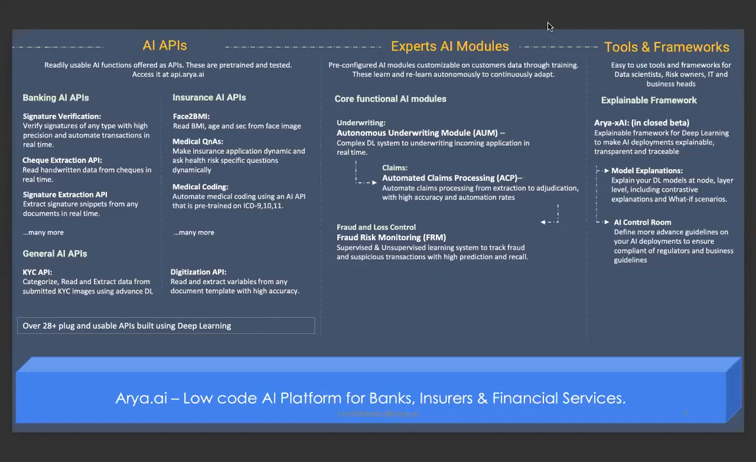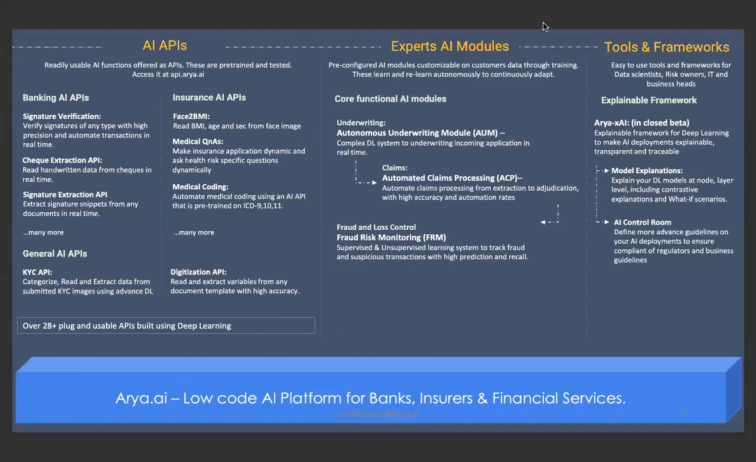These are the core functional AI modules, which learn and relearn autonomously and continuously adapt to the changes that are being made. For example, one such module that we offer within this is the autonomous underwriting module, which is a DL system to underwrite applications in real time. The same way, we have a fraud and risk monitoring platform, which tracks frauds and any suspicious transactions. Along with that, within the tools and frameworks, we are offering Arya.ai, which is an ML observability platform, which helps in making AI deployments explainable, transparent, and traceable.